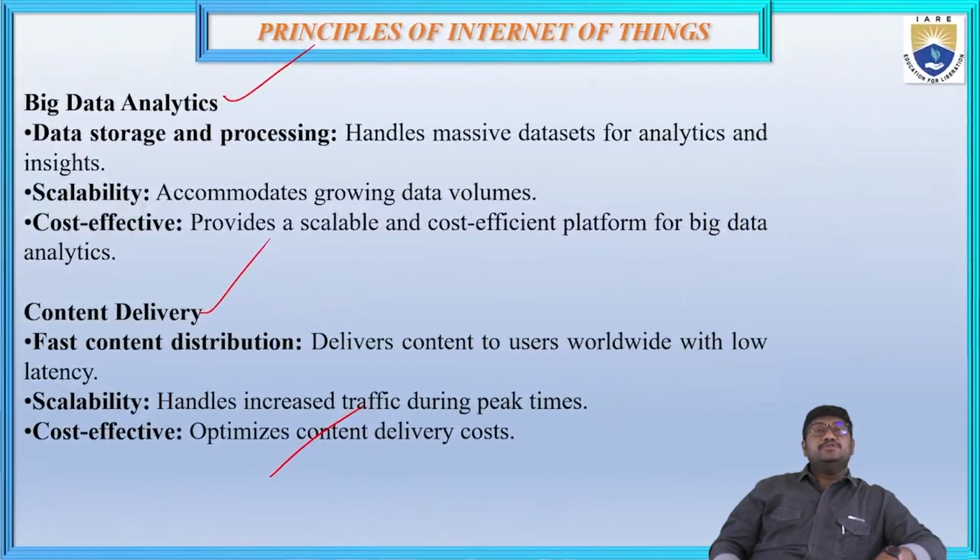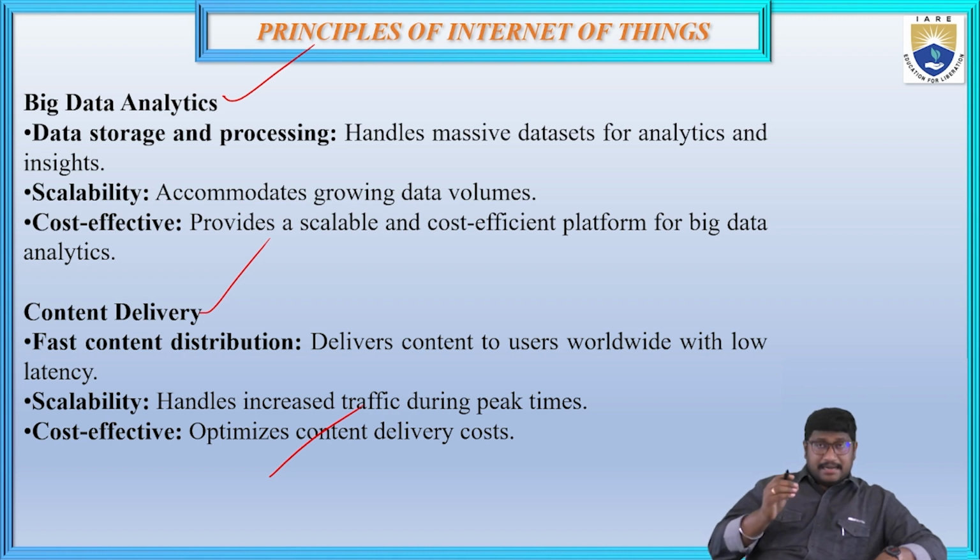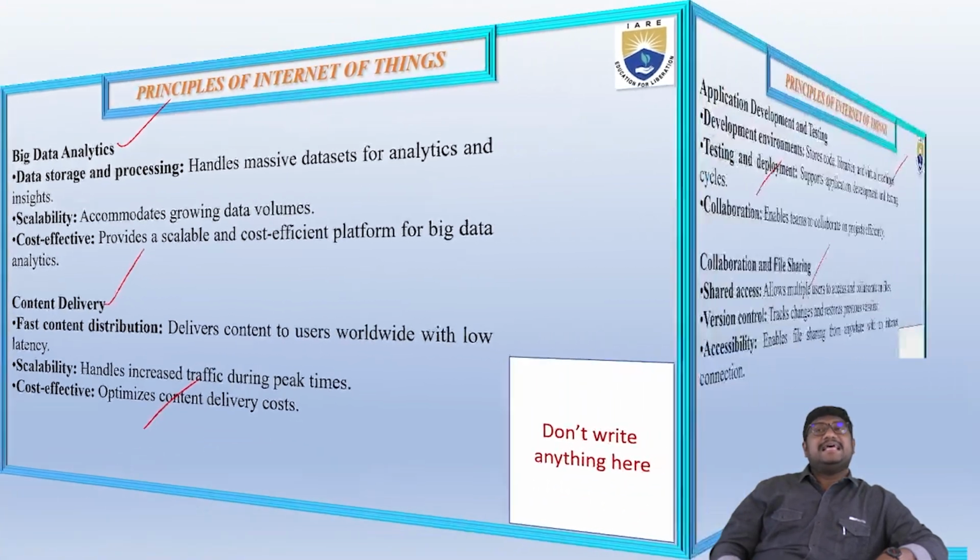The next use case is big data analytics. In big data analytics, data storage and processing handle massive data sets for analytics and insights. Scalability accommodates growing data volumes, and cost effectiveness provides a scalable and cost effective platform for big data analytics. Coming to content delivery, there will be fast content distribution, delivering content to users worldwide with low latency. Scalability handles increased traffic during peak times, and cost effectiveness is there when it delivers at the exact cost.